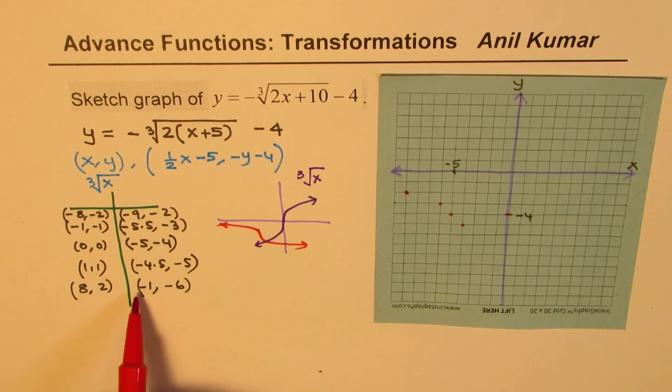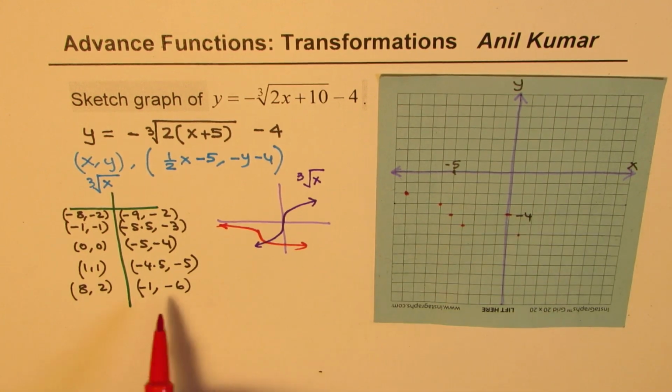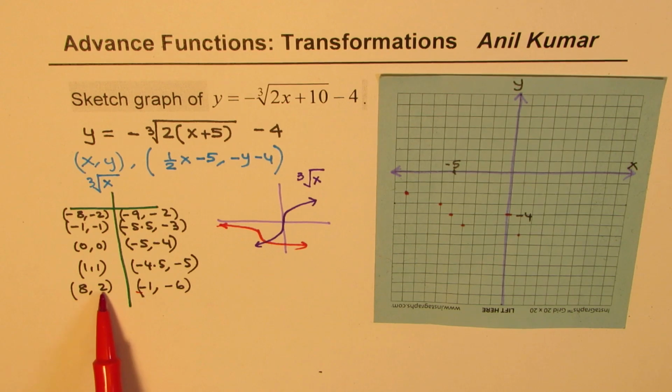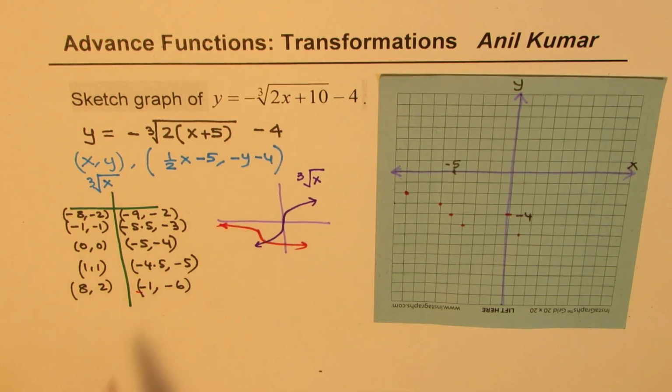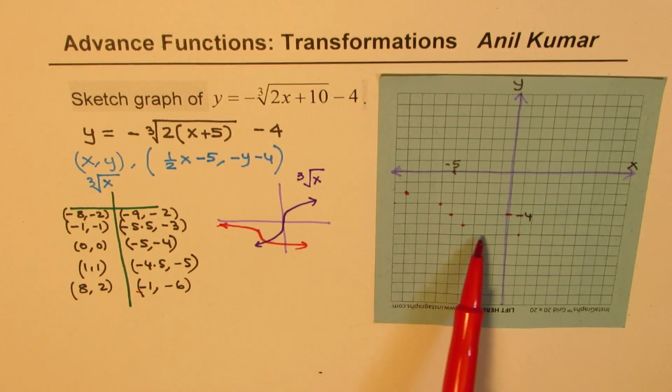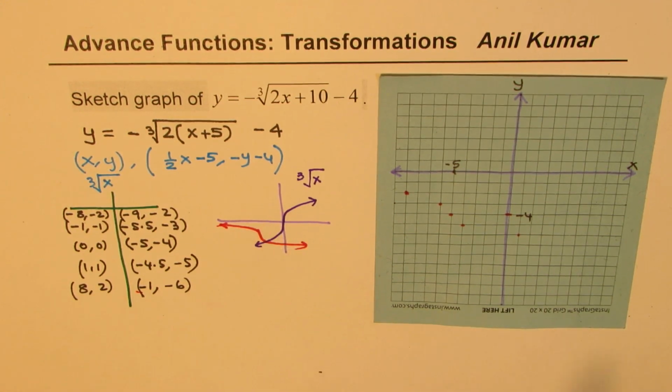And then we have -1, -6. So 4 and 2, 6, right? So -1, -6. When we put 8 and 2, cube root of 8 is 2, right? So -2 and then -4 gives us -6. So those are the points of interest for us. That is the shape of the curve, right? So the shape remains almost the same as shown here, but we need to reflect it and then sketch it.